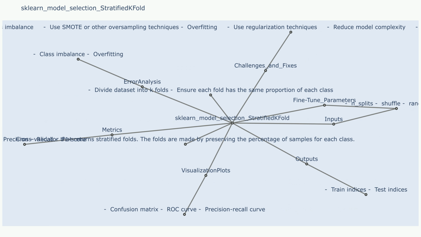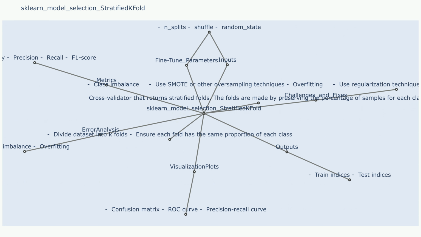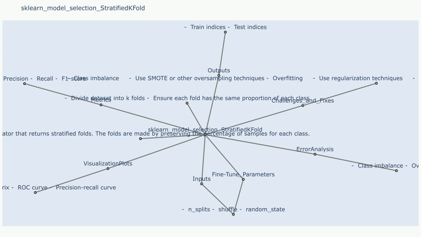Inputs: n splits, the number of folds. Must be at least 2. Shuffle: whether to shuffle the data before splitting into batches. Random state controls the shuffling applied to the data before applying the cross-validation. Pass an int for reproducible output across multiple function calls. See glossary. Outputs: train index, the indices of the training set.